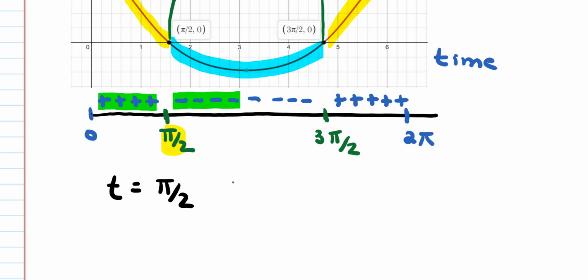And by the same argument, at 3 pi over 2, the particle is also changing directions because the signs change from negative to positive, right? So when you're below the t-axis, it means you're coming back. And when you have a positive sign, it means you're going away. So that's the sign change.